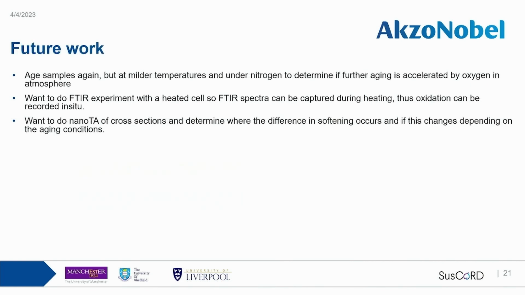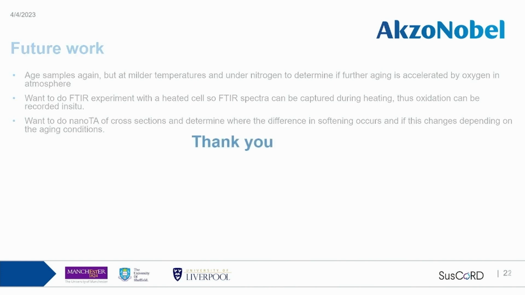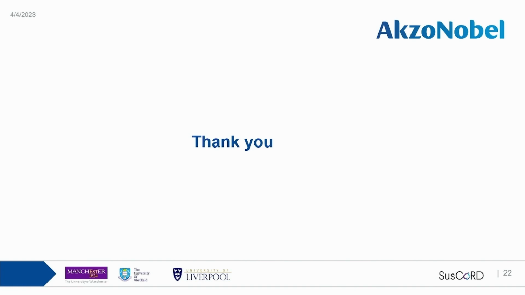So in the future, I need to age the samples again, but at milder temperatures, and determine what the role of oxygen is, and see if this still occurs when I use the nitrogen oven. And I also want to do in situ FTIR, so I can track the oxidation bands being formed. I also want to do nano TA on the whole cross-section and determine where the softening occurs, and if it changes depending on the aging conditions. And that's everything. Thank you.